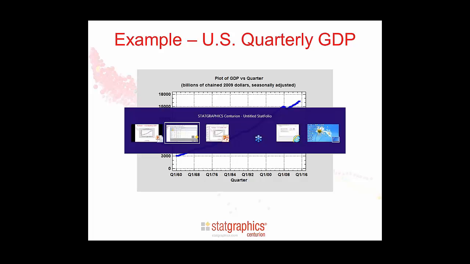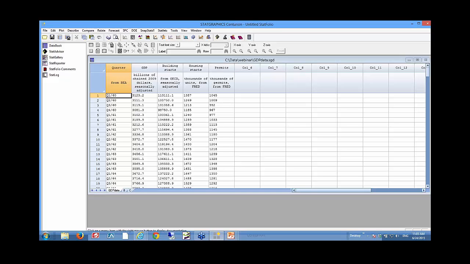Now, I have this data actually loaded into Statgraphics. Here I am in Statgraphics, and you can see I actually have data beginning in Q1 of 1960 all the way through the first quarter of 2015. In addition to GDP, and I'll be making this data available incidentally after the webinar, so you can play with it yourselves, I also have several other interesting coincident time series.